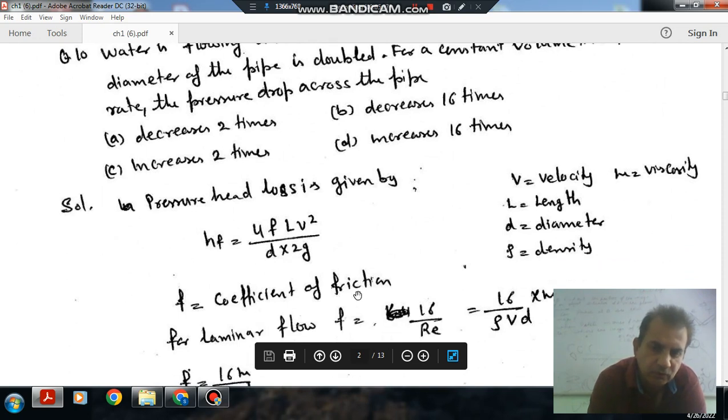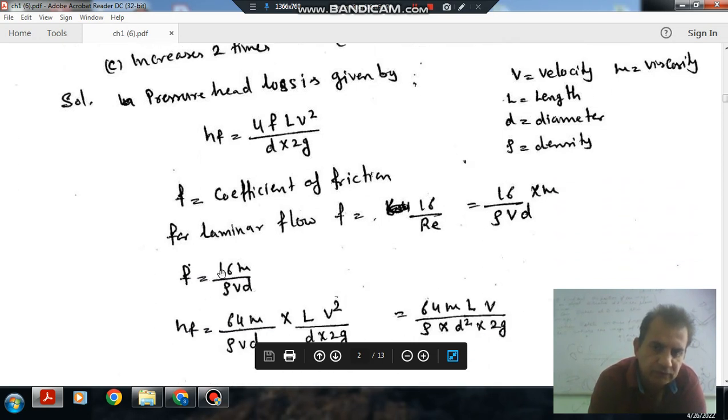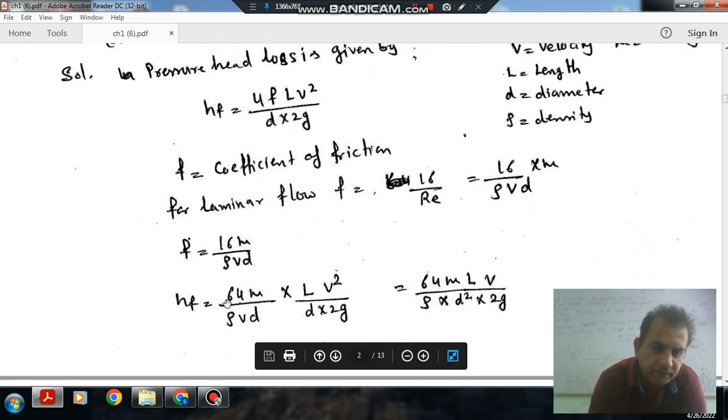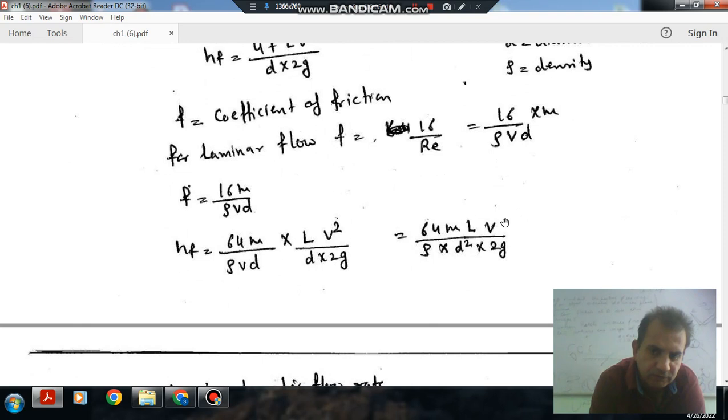For a laminar flow, the coefficient of friction is given as 16 by Re. So it is 16 by D v rho by mu, and f is 16 mu by D v rho. Putting here the value of f, that is 64 mu divided by rho into L v square divided by D into 2g. So now v and v square can cancel out, so only v is left.